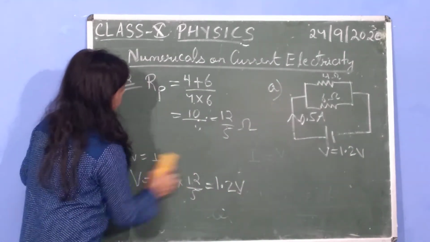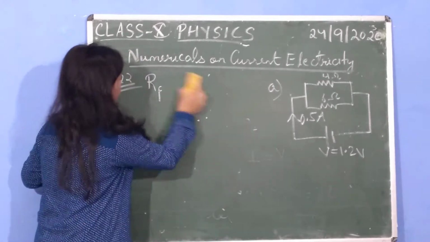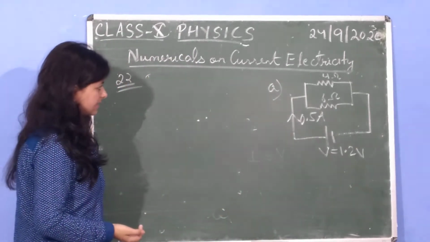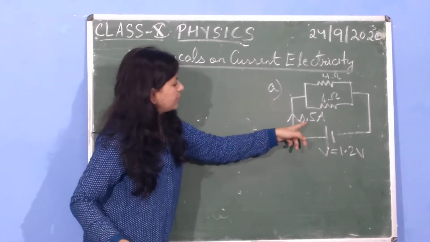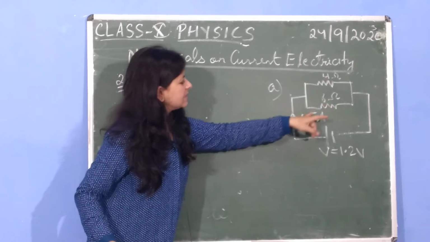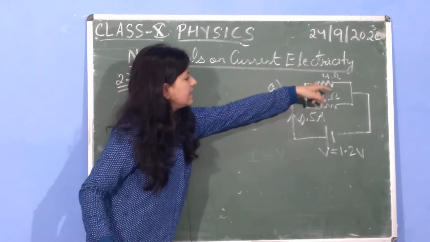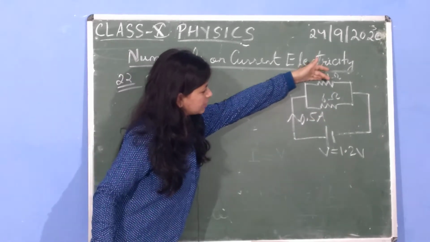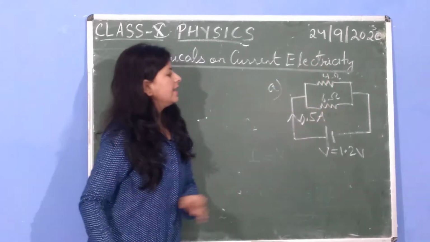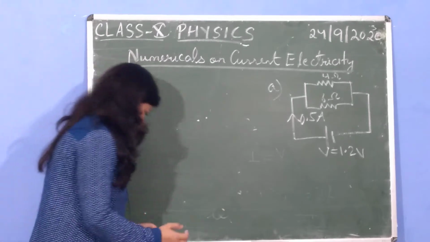Now you need to calculate the current in each resistor. That means, you know, this 0.5 will not be flowing through both of these, it will be divided, and some part of the current will be flowing through the 4 ohm and some part of the current will be flowing through the 6 ohm resistor. In parallel, current gets divided, isn't it?